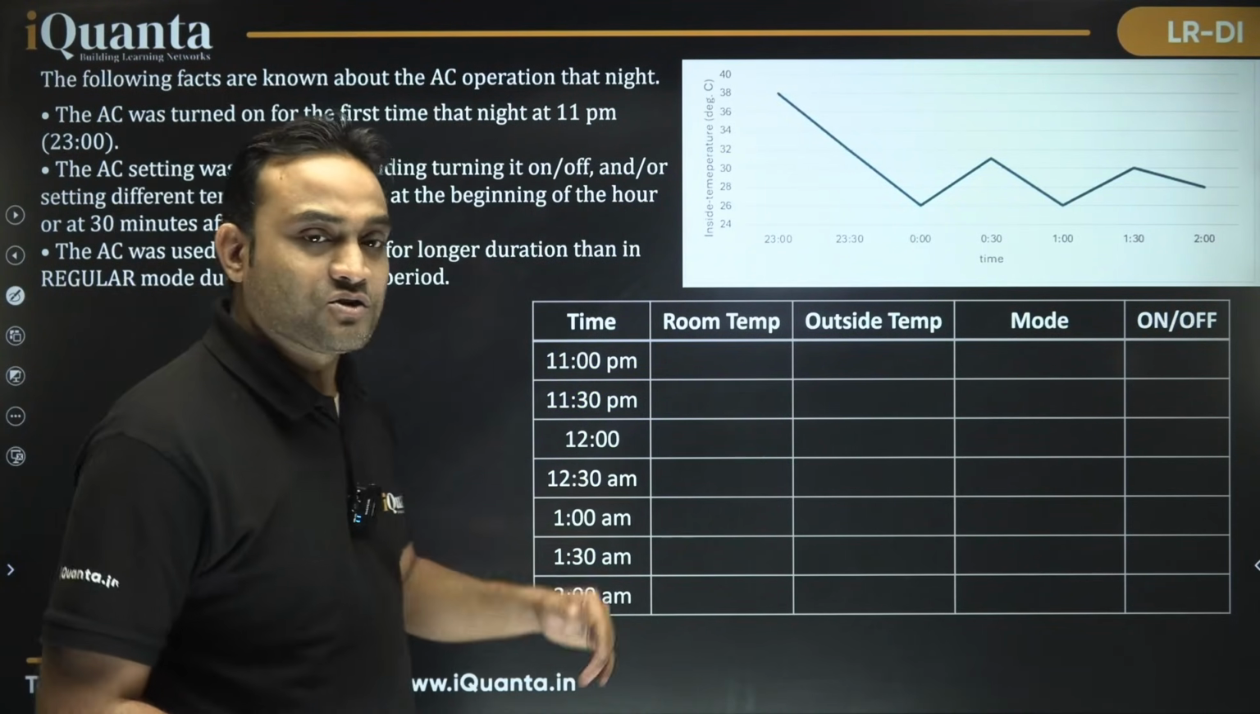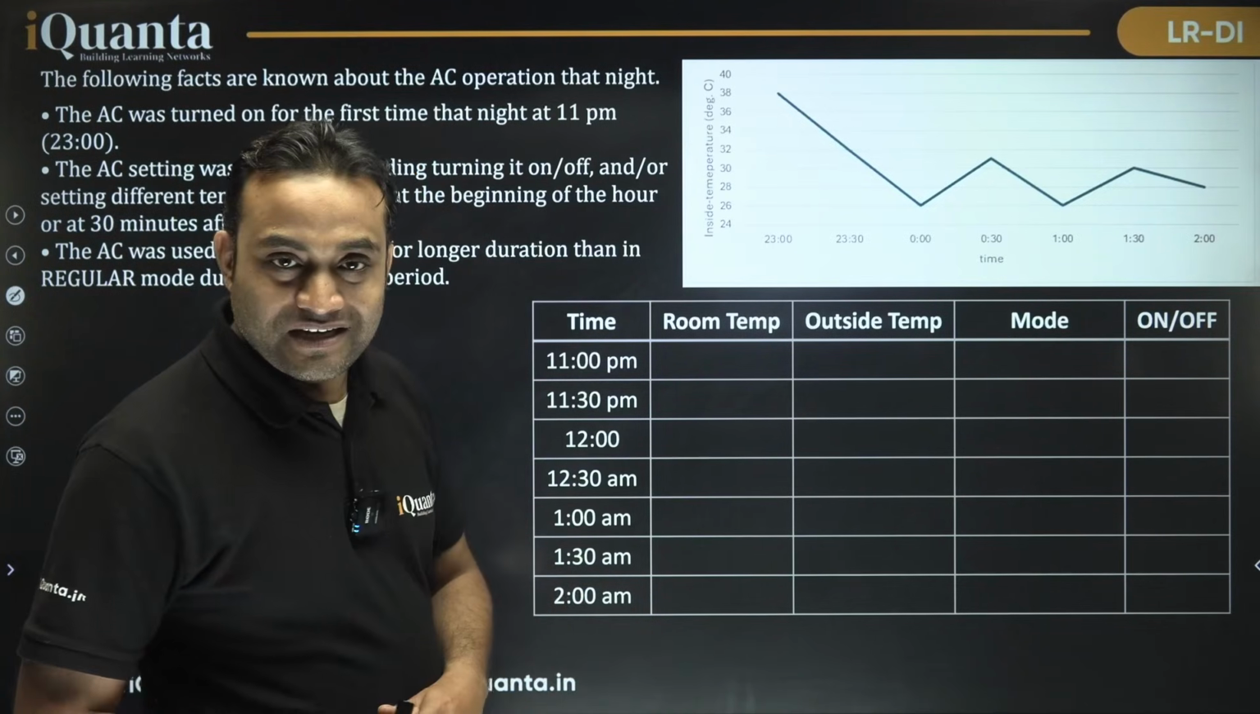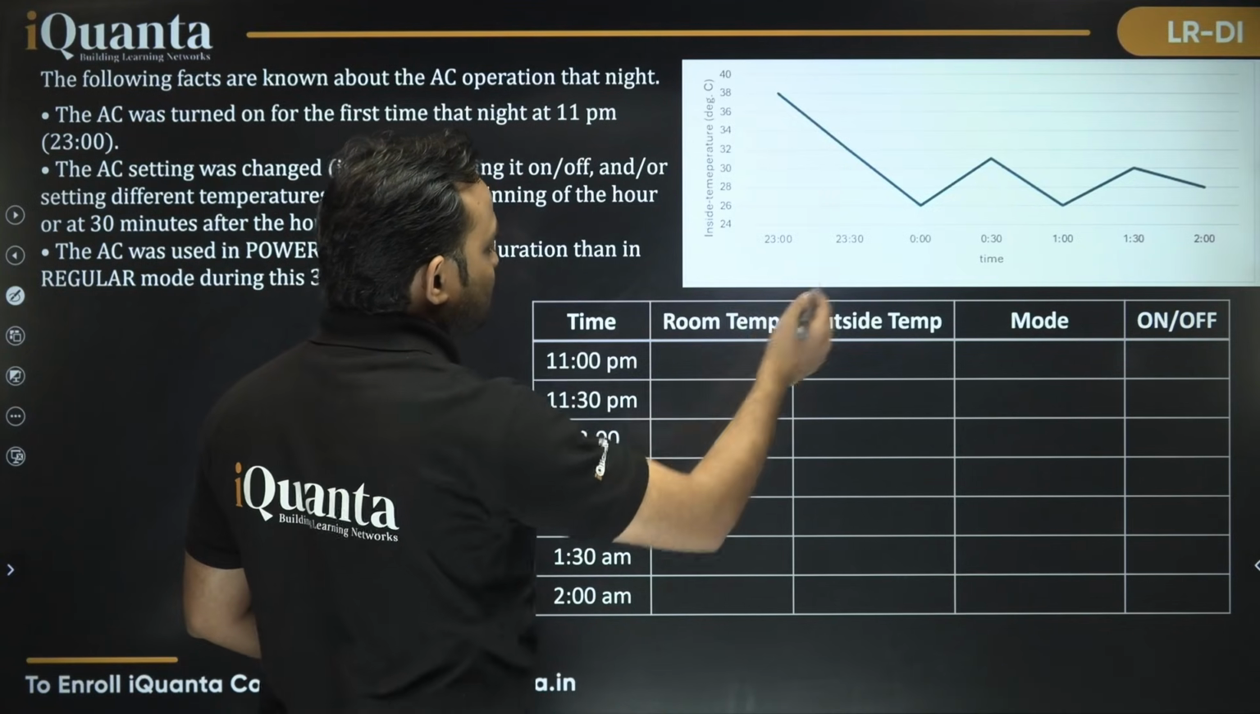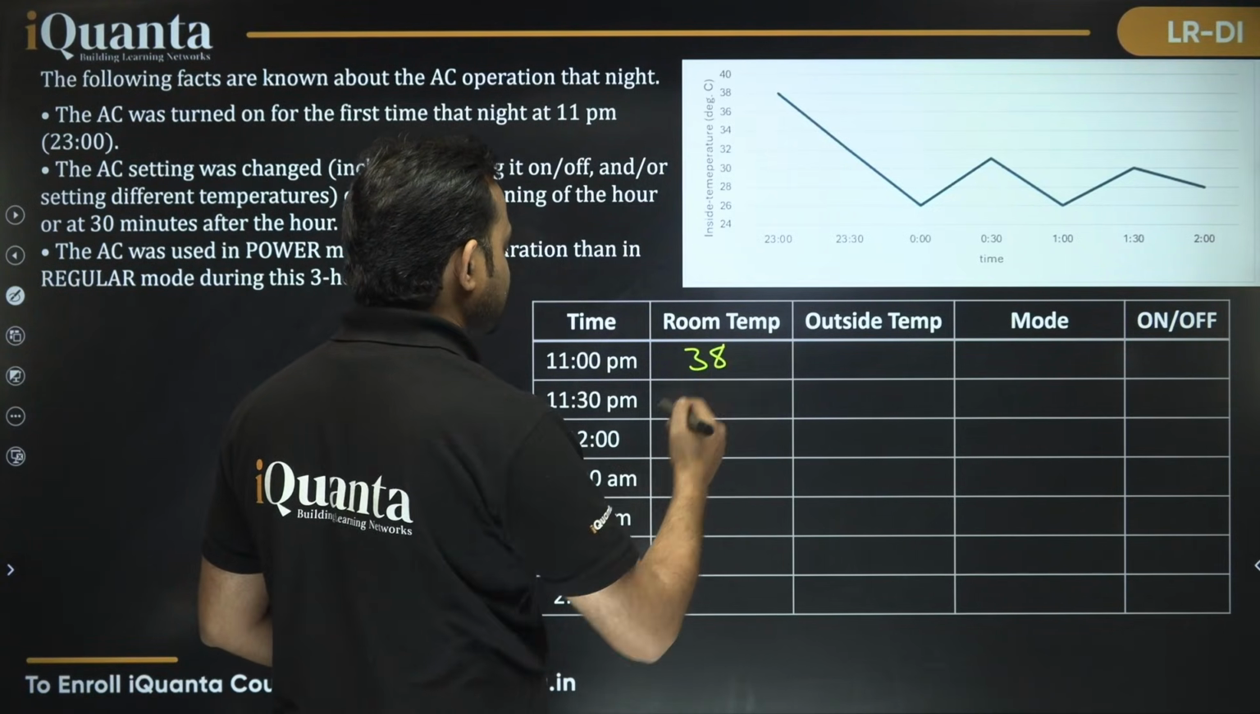Now, let's try to figure out what could be done in these kinds of scenarios, whatever information has been given. So room temperature, let's write it down. 38 degrees Celsius at 11 p.m.